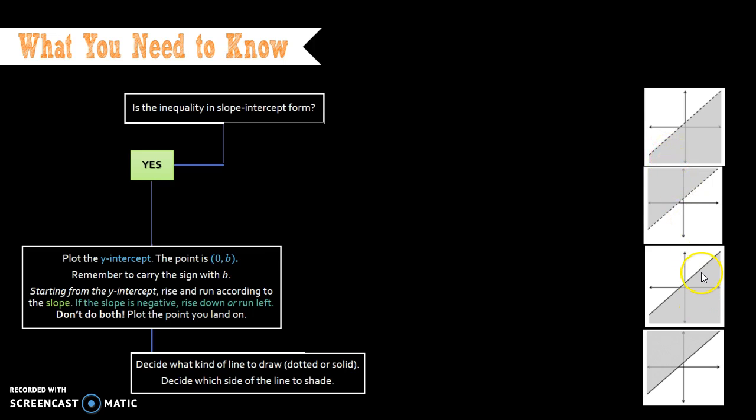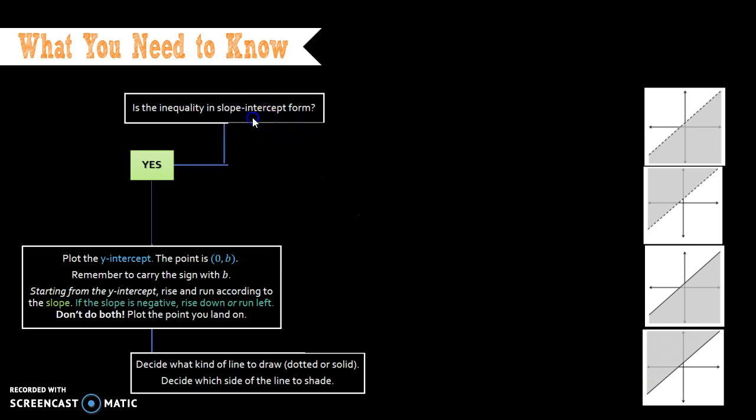And the bottom 2 graphs have solid lines, and we also have shading. We'll talk about that in just a second. But the process of plotting the actual line, like the direction and the location of that line, is the same as if this was an equation.